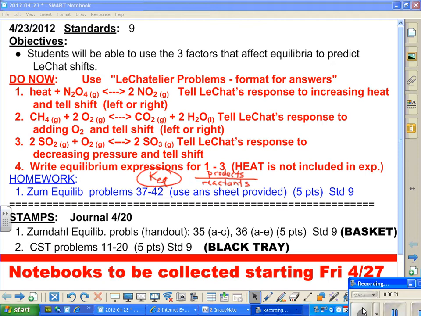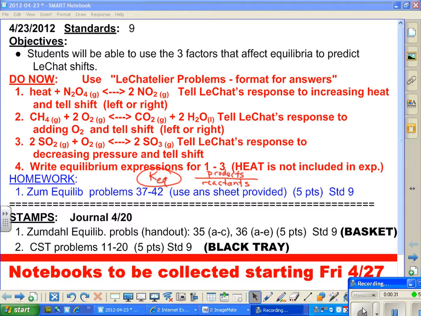Okay, we're going to record what we did for the Do Now today, and this will help you understand what's going on with the LeChatelier's shifts in using heat and, let's see, do we have a pressure? Yes, we do have a pressure. So we're going to start with number 1 on the Do Now, and that's heat plus the dinitrogen tetroxide is going to give us 2 nitrogen dioxides.